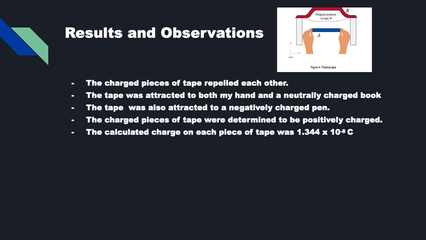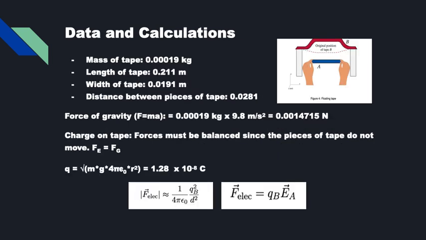So the results and observations of Lab 1: the charged pieces of tape repelled each other. The tape was attracted to both my hand and a neutrally charged book, as well as being attracted to a negatively charged pen. And from there we could assume that the tape was determined to be positively charged. And the calculated charge was 1.344 times 10 to the negative 8 coulombs.